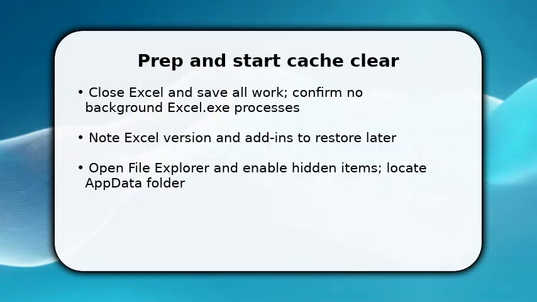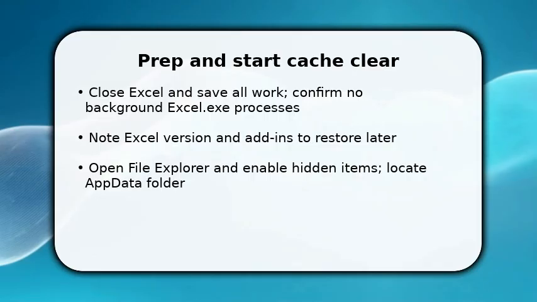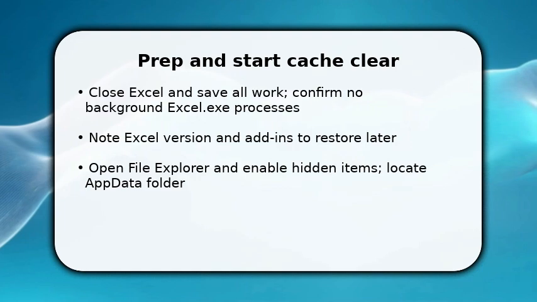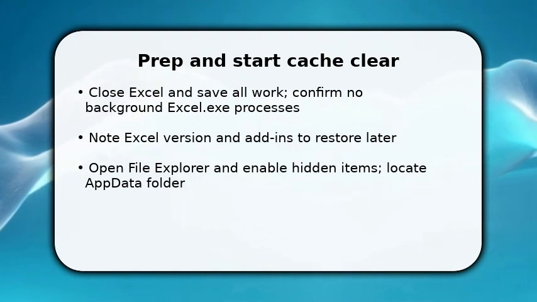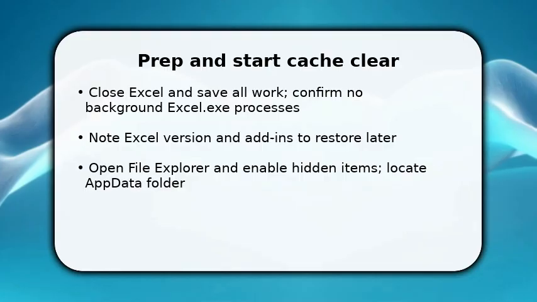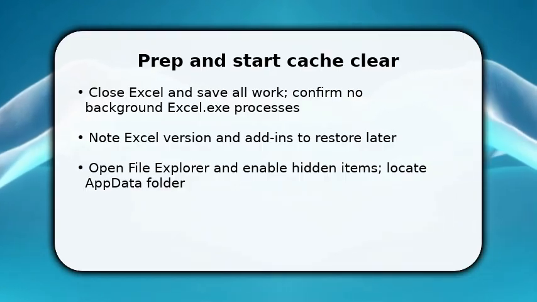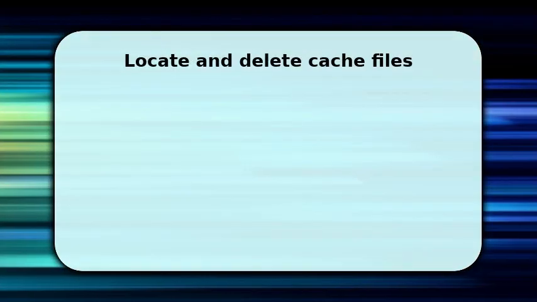Make sure to enable hidden items in File Explorer and navigate to %appdata% and %localappdata% as the first actionable directories. This immediate preparation reduces mistakes and puts you in the right folders to remove cache files safely. Now you'll locate the cache files and remove them step by step.